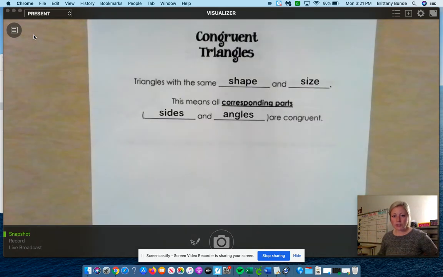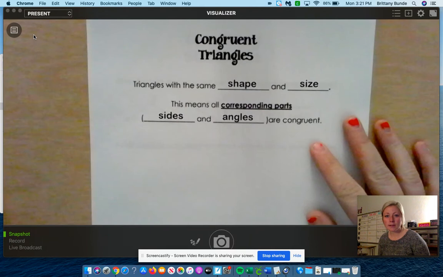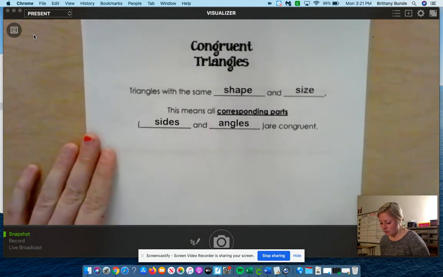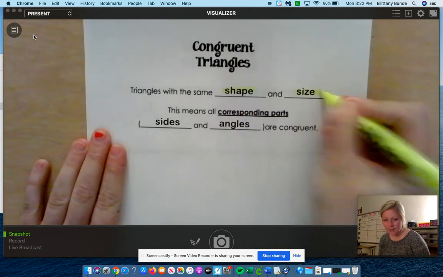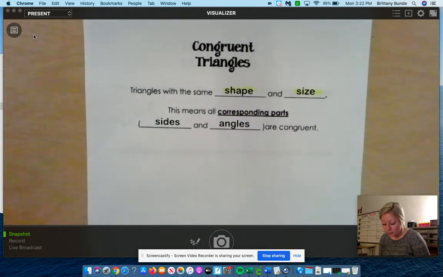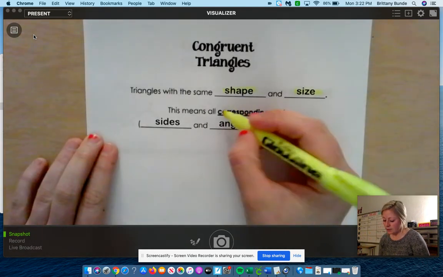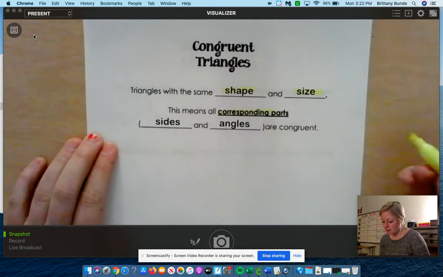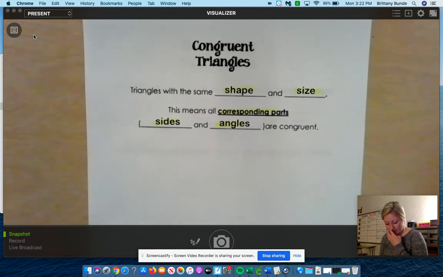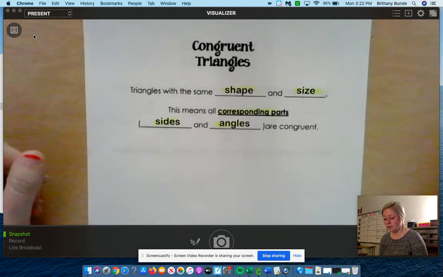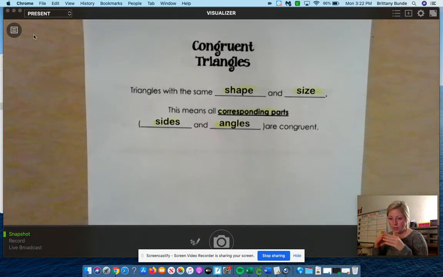Okay, so let's see here what's going on. It says triangles with the same shape and size are congruent. This means that all corresponding parts, sides, and angles are the same. Again, these triangles are identical. Everything about them is the exact same. They're the exact same shape and the same size.